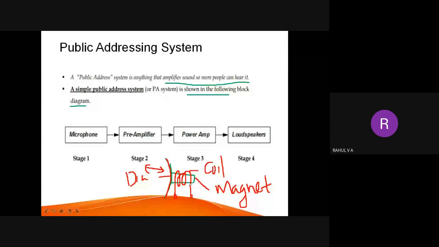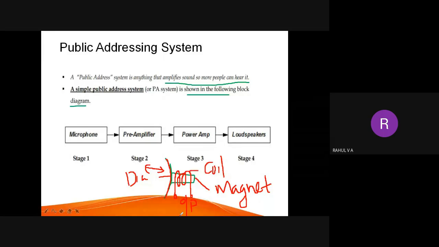Because of Faraday's law, whenever a magnetic field linked with a coil changes, an EMF is induced in the coil. That is Faraday's first law. There is a coil wound over the magnet. As the magnet moves, the flux linkage with the coil will change, and a small amount of EMF will be produced across this coil. That is how a mic works. So it is converting sound wave into electrical signal.